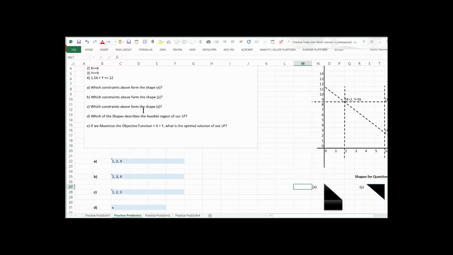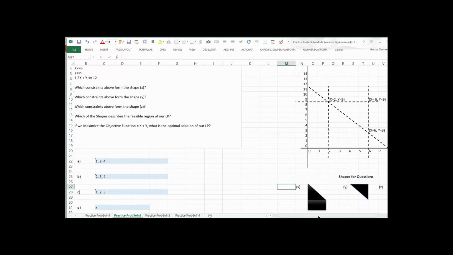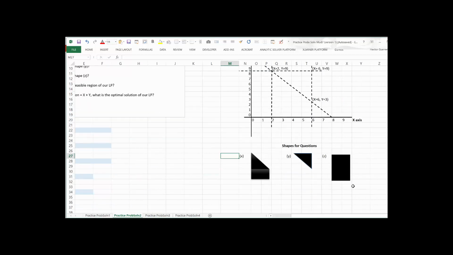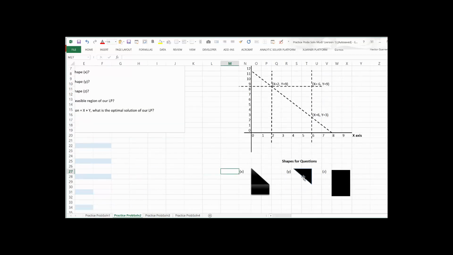Which of the constraints form the shape Z? If we look at Z, we see a rectangle, and the constraints of interest are here, here, and here. So, of course, this constraint does not enter into the formation of this region. So we've got y is less than or equal to 9. We've got x is greater than or equal to 2, this area in this direction, and we've got x is less than or equal to 6, which form that.